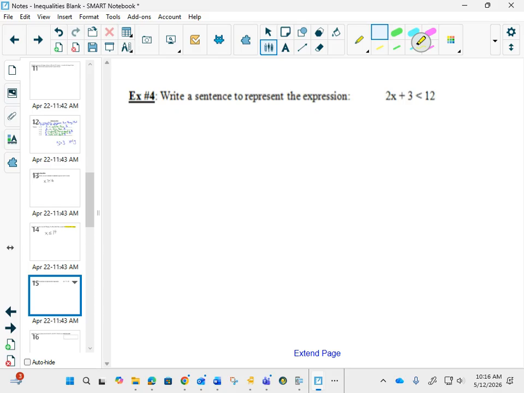Write a sentence to represent this expression. So the left side here is 2x plus 3. Woo, that's yellow. There we go. This is better. 2 times a number.